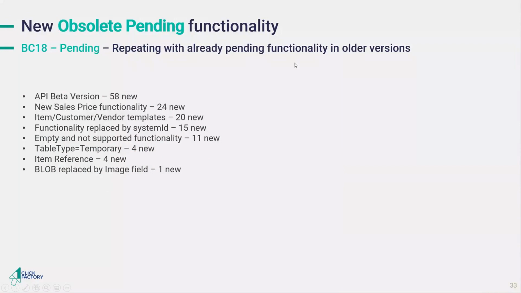So we saw repeating, with already pending functionality places like API beta version in 17 and sales price functionality in 16 being introduced again, and those new places maybe would again be a reason why these functionalities are still pending and still not removed.